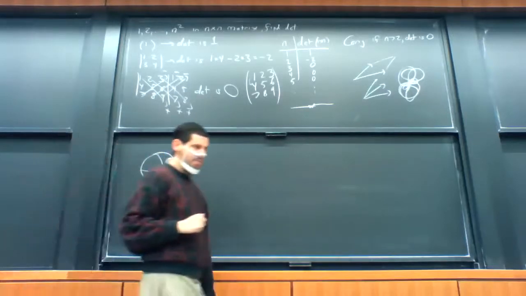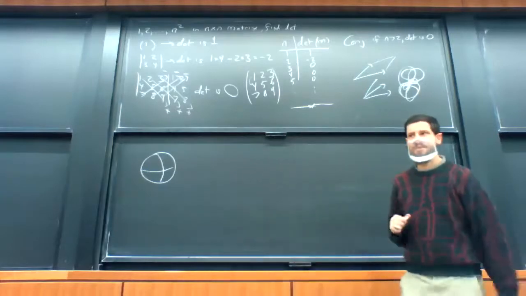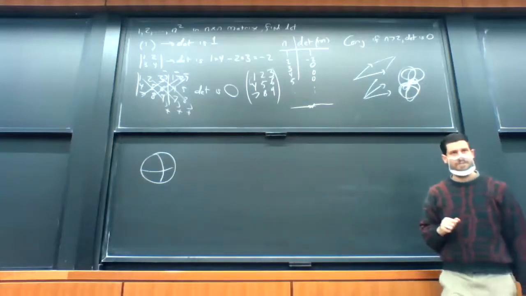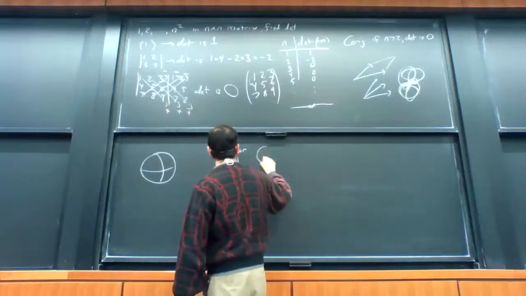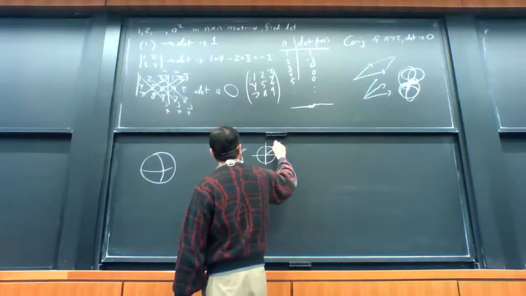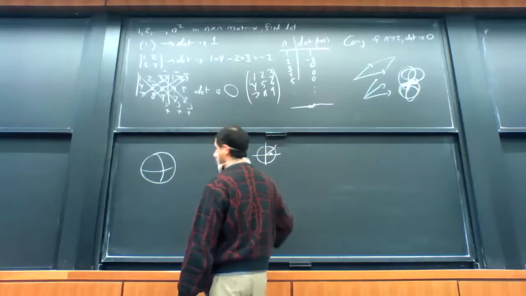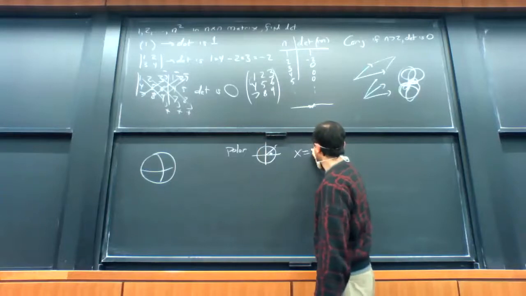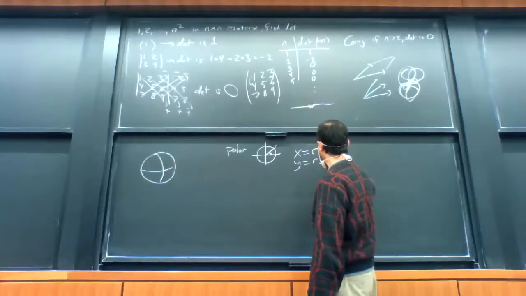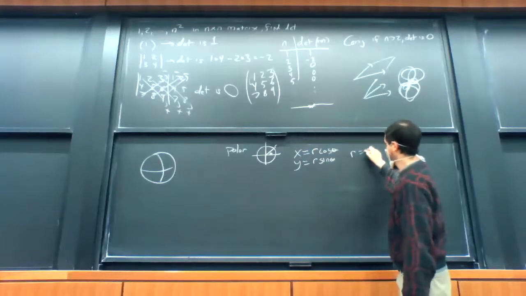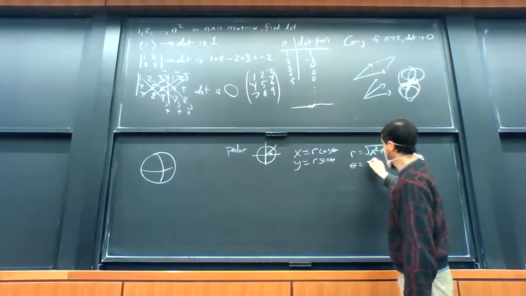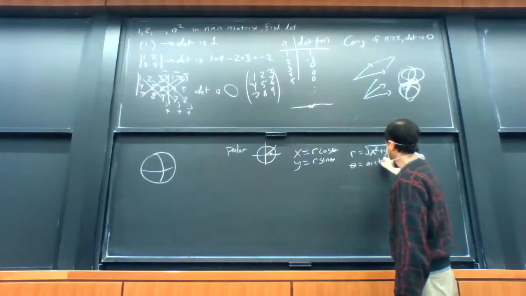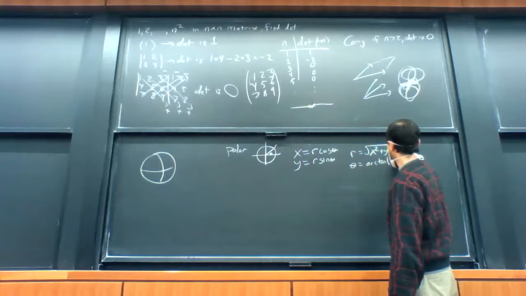The physicists and the mathematicians choose different coordinates. It's unfortunate. In polar, we have a circle, we have a radius r and an angle theta. So it's x is r cosine theta, y is r sine theta, or r is the square root of x squared plus y squared, and theta is arctangent of y over x.